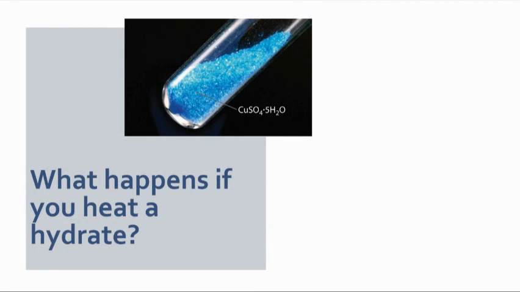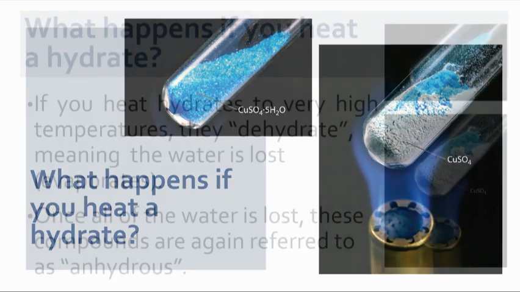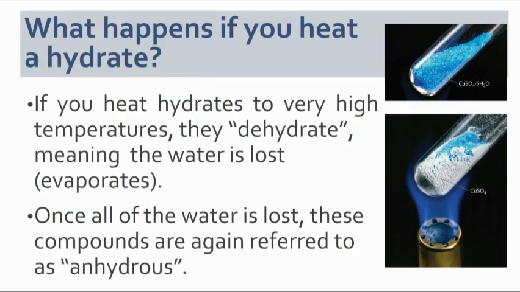So what happens if you heat up a hydrate? In this example, we can see copper sulfate pentahydrate, a very pretty blue crystal. If I heat it up over a Bunsen burner, we can see that that blue changes into a white substance. And that is because the water molecules are being decomposed or evaporated from the crystal structure. Once all the water is lost, that white powder that's left behind would be referred to as anhydrous copper sulfate, without the water molecules.